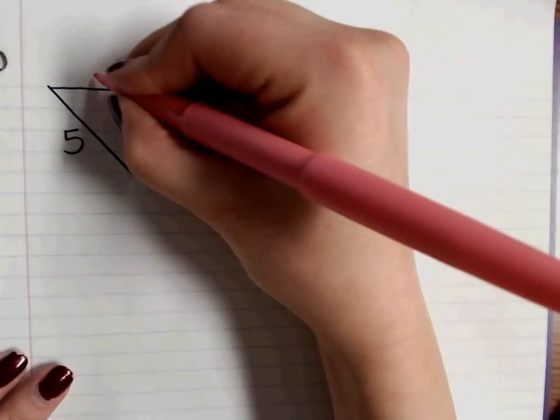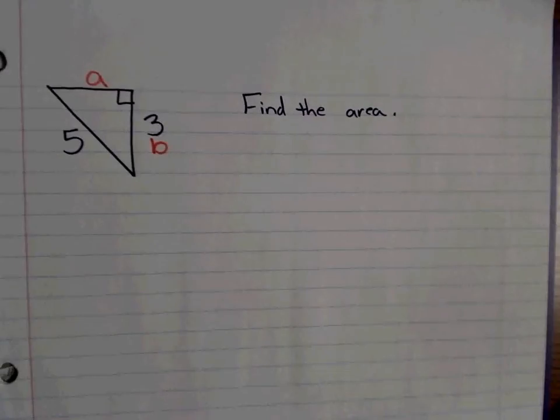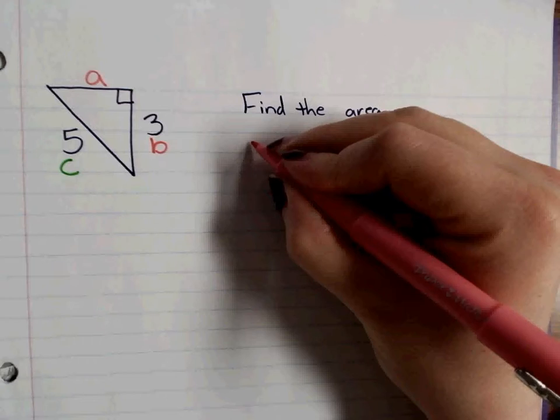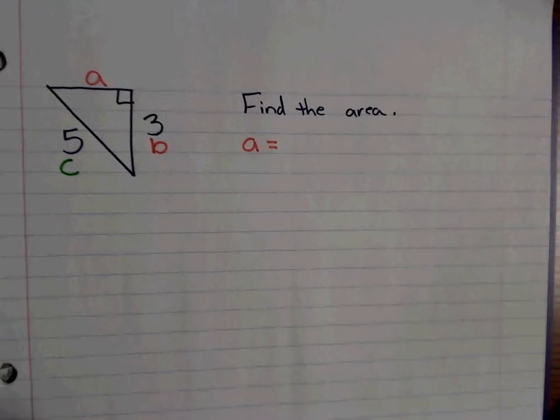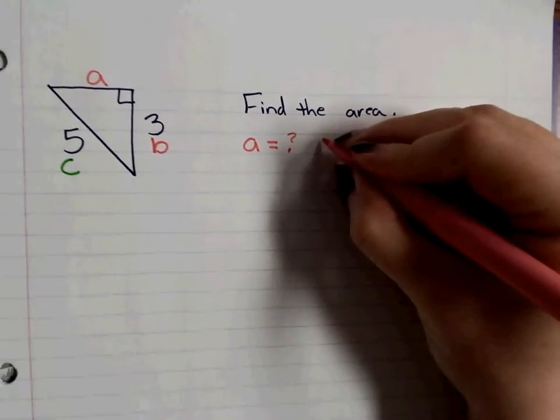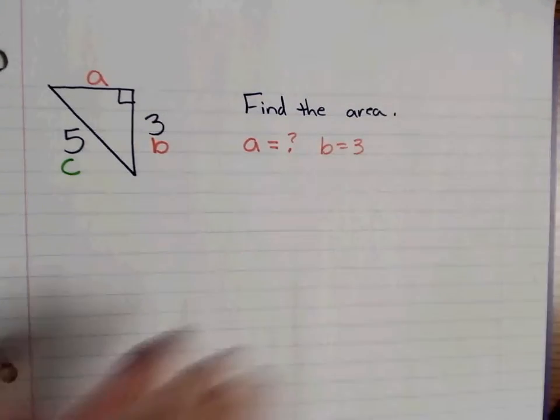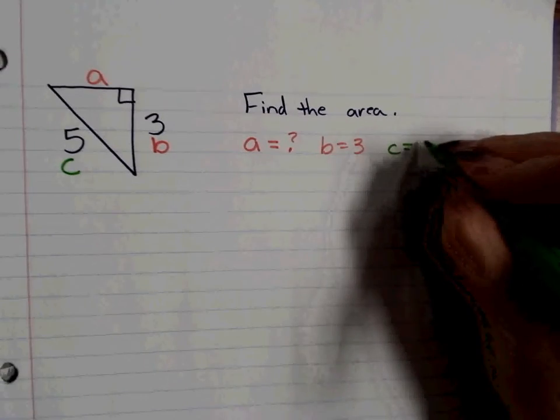And the other leg is going to be the A value that's missing. And of course the 5 is our hypotenuse, that's our C. A and B can be switched around. C has to be the hypotenuse. So A we don't know. B we know is 3. C we know is 5.